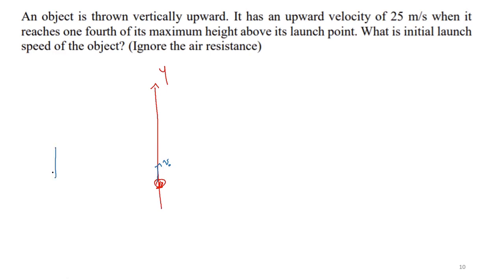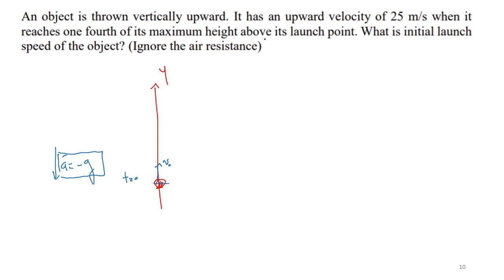Everything pointing downward. The acceleration, by the way, is always constant. It's a free fall acceleration. At any point, the acceleration is constant. But of course, the velocity is changing. So at t equals 0, this is where my object is. I throw it upward with an initial velocity V naught.